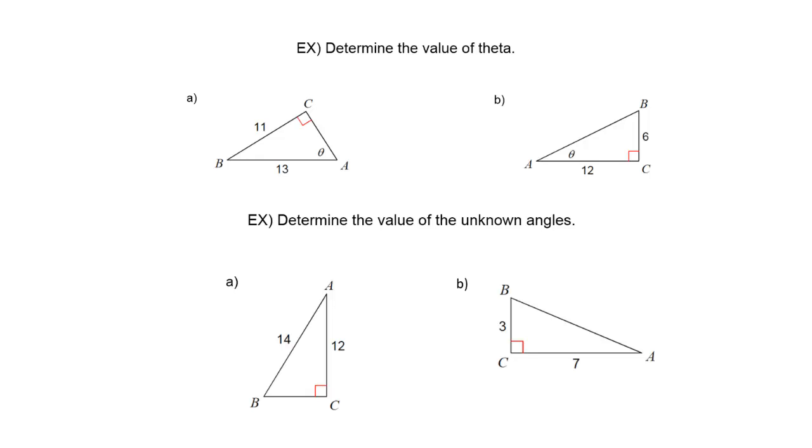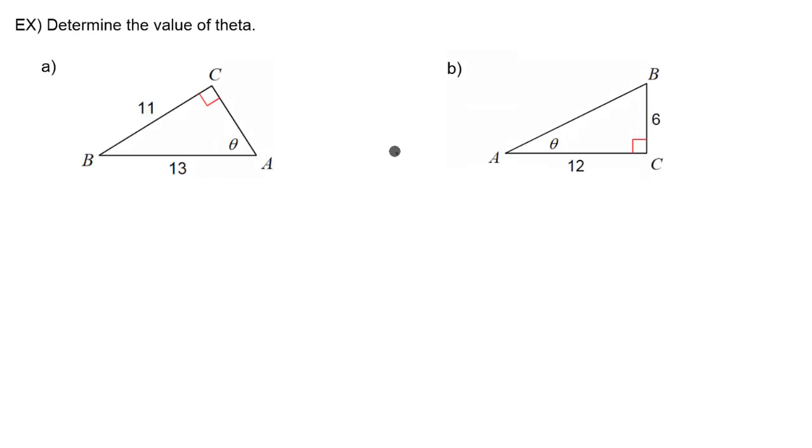In this video, we're given a bunch of right triangles with some unknown angles, and we want to find the value of those angles. So in this first example, our unknown angles are marked by theta. So we have theta here, and we have theta here. We want to find the value of those.